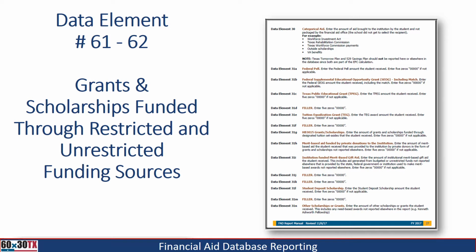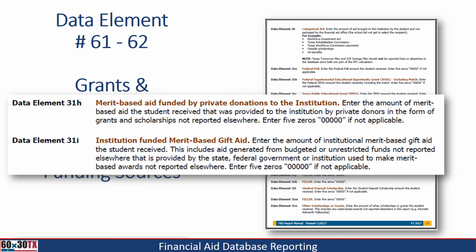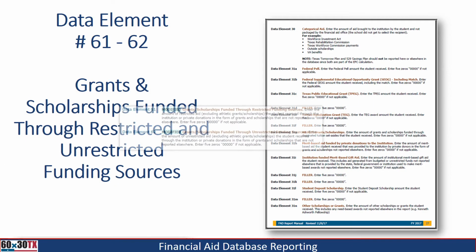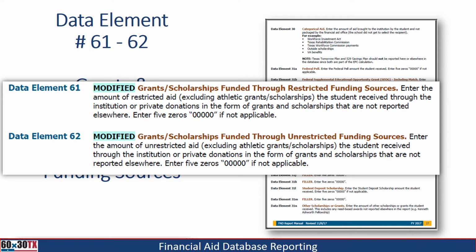The first clarification will be on data elements 61 and 62. These were previously reported as data elements 31H and 31I, but now have been modified in the FY 18 FADs. On the prior FADs, 31H was listed as merit-based aid funded by private donations to the institution, and 31I was institution-funded merit-based gift aid. These data elements were changed now to differentiate between restricted and unrestricted funding.